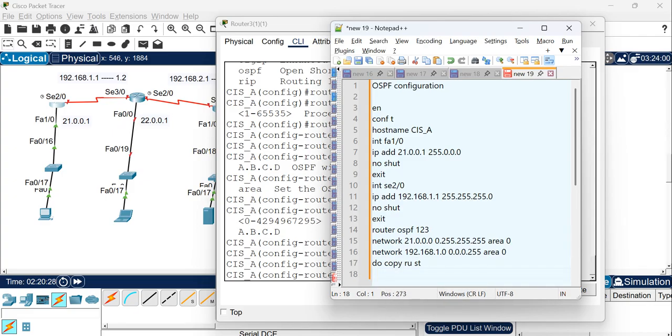For this we are going to use a single area. But in production, you won't have only one area, you will have different areas.